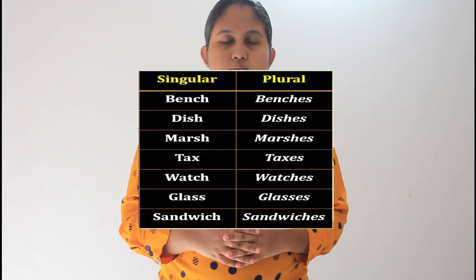Rule number 2. Singular nouns that end in s, x, z, ch, sh or ss form the plural by adding es. As example, bus we can pluralize by adding es, buses. Box, boxes. Truss, trusses. Lunch, lunches. Blitz, blitzes. Brush, brushes. I will show you other examples for that.